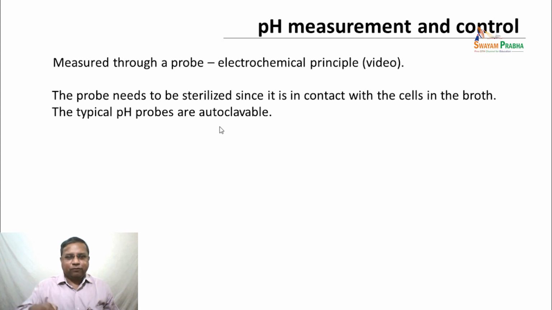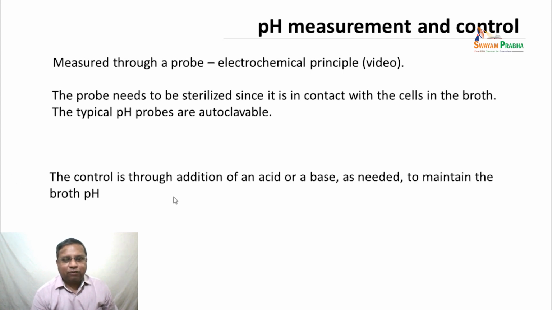The probe will of course be in contact with the medium, and therefore it needs to be sterile. It cannot have organisms on it, otherwise the medium will get affected. Therefore, the probe is sterilized before use. Along with the medium itself, it is sterilized whenever it is used in a bioreactor. And usually the probes that are associated with the bioreactor are autoclavable. Many probes are not. For example, the pH probe that you use in the lab for measuring the pH of solutions, that is not usually autoclavable.